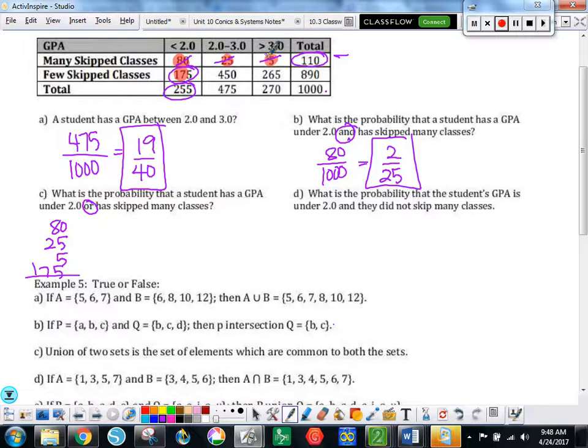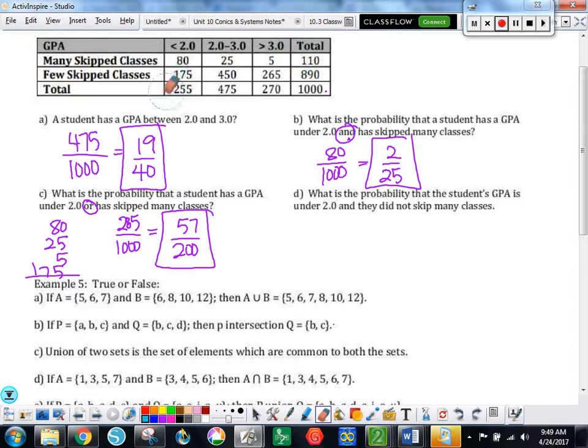Say again? 285 out of what? Out of 1,000, because that's how many people there were total. 57 out of 200. Good. Questions on that one? Do you see the difference on how you would use the table between the and the or? The and, it has to be in both places. It's literally the overlap. The or is either or.